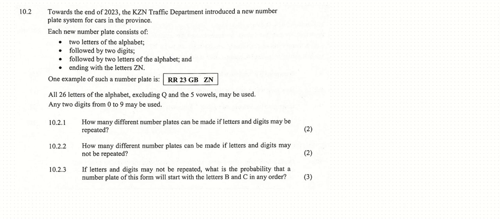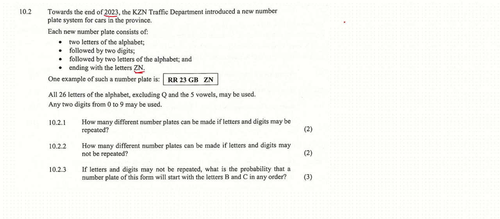Okay, welcome. Let's look at this question 10.2. At the end of 2023, the KZN Traffic Department introduced a new number plate system for the cars in the province. Each number plate consists of 2 letters of the alphabet, 2 digits, followed by 2 letters of the alphabet, and ending with ZN letters. One example of such a number plate is RR23GBZN. All 26 letters of the alphabet, excluding Q and the 5 vowels, may be used.